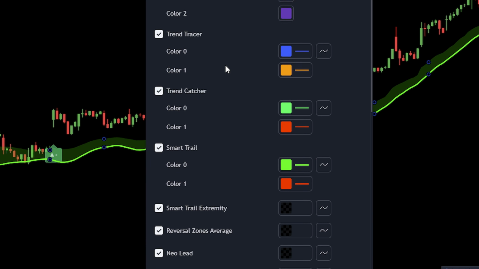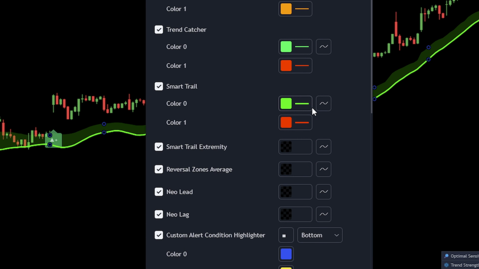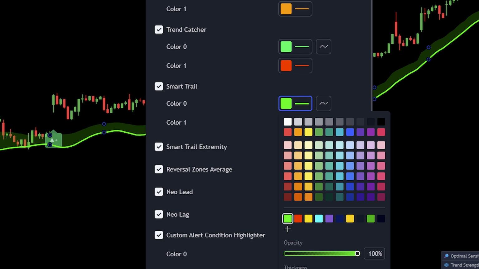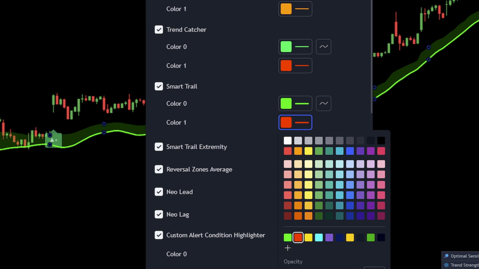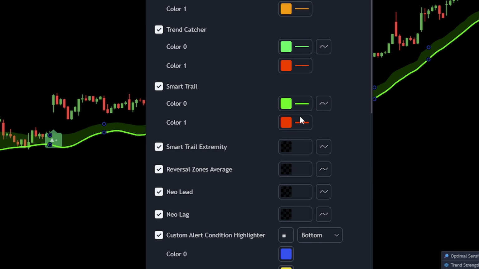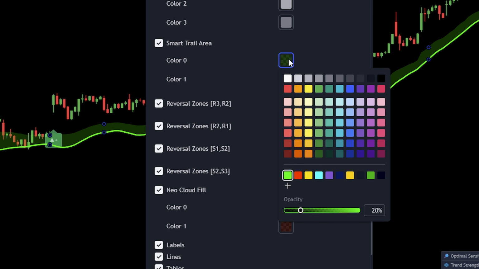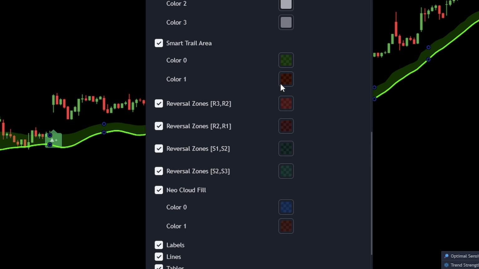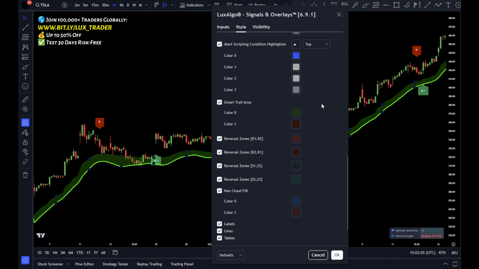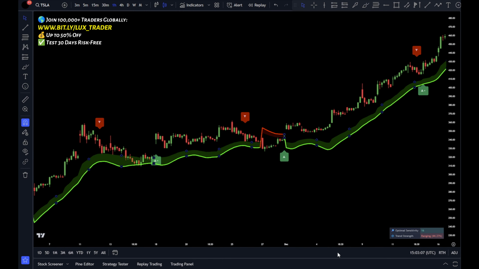To enhance the visibility of the Smart Trail, adjust the line thickness by selecting the Smart Trail option and increase it as needed. I also customized the colors to green for bullish trends and red for bearish trends. Additionally, under the Smart Trail Area option, I updated the colors to match, using green and red for consistency. Once you've made these adjustments, click OK to save your settings.